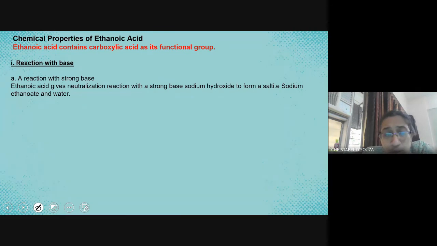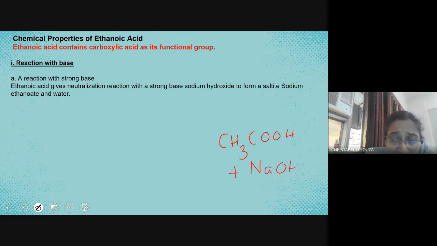If you know the formula for ethanoic acid, it is CH3COOH. Pay attention. CH3COOH plus sodium hydroxide, NaOH. Boys, this OH mixes with this H and we get water. Am I right? We get water. Correct or no, boys?